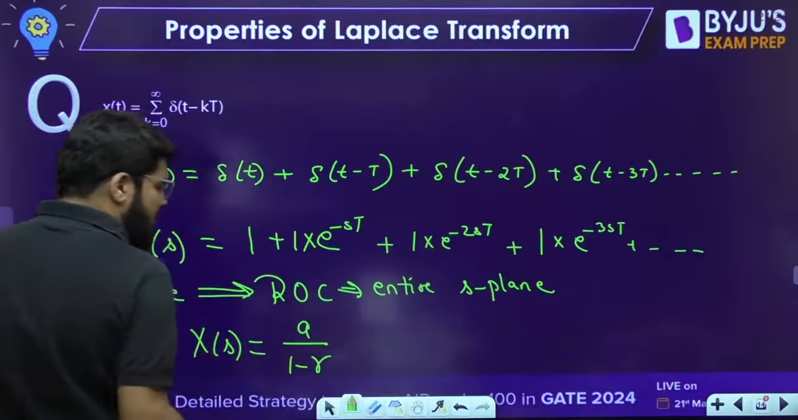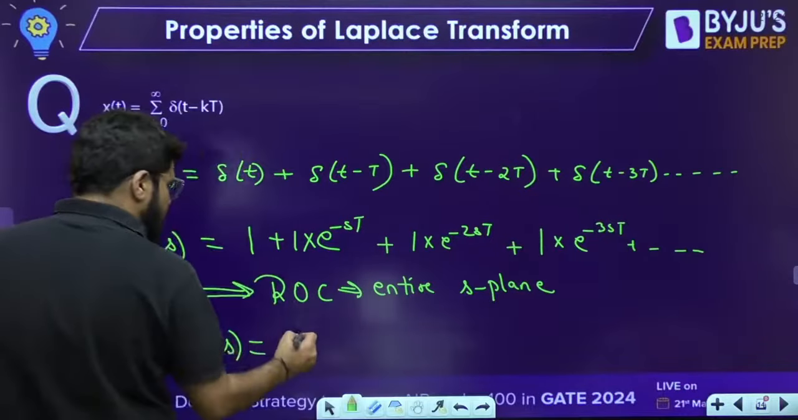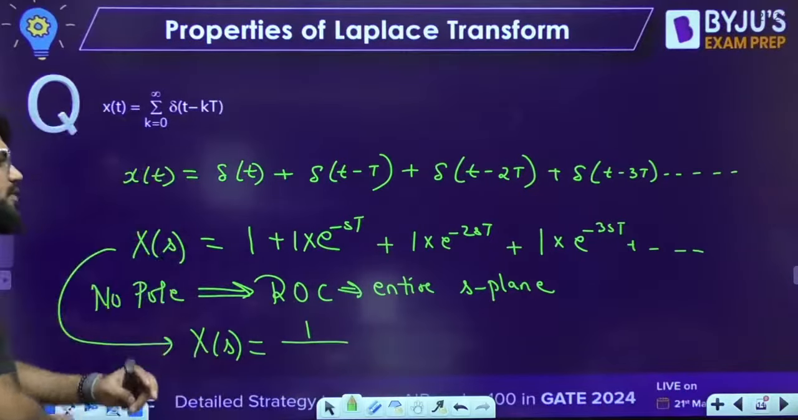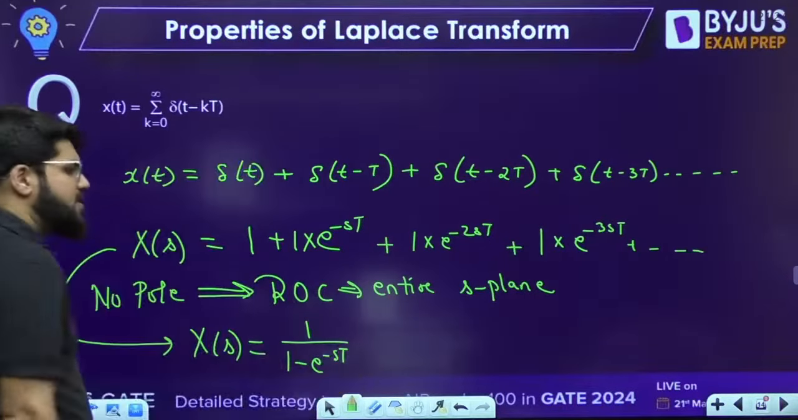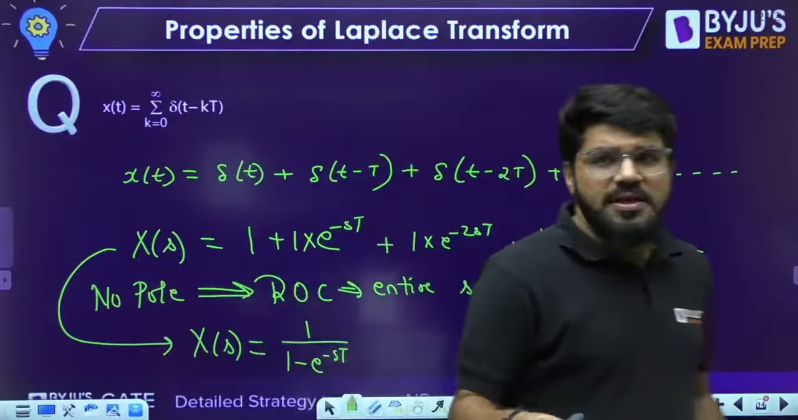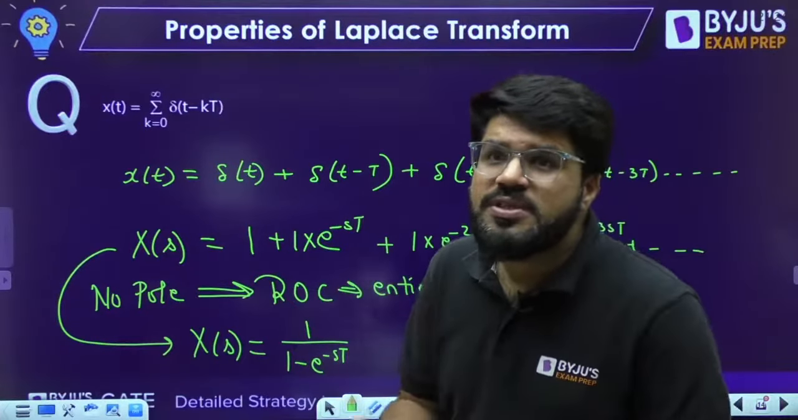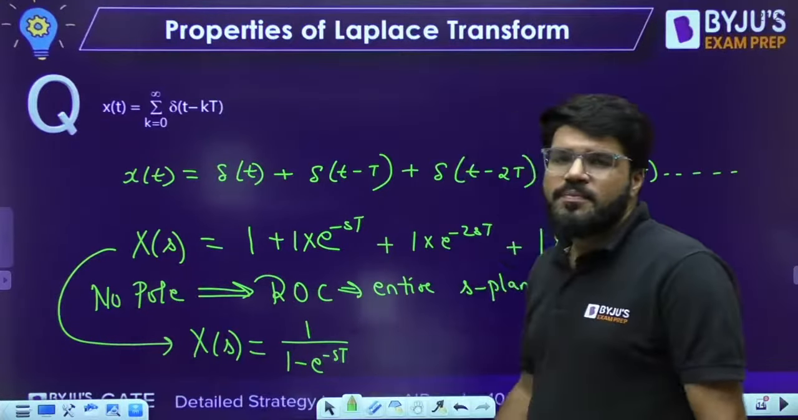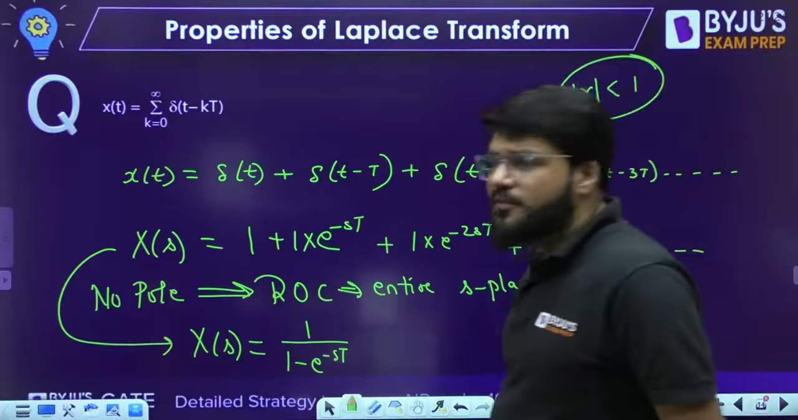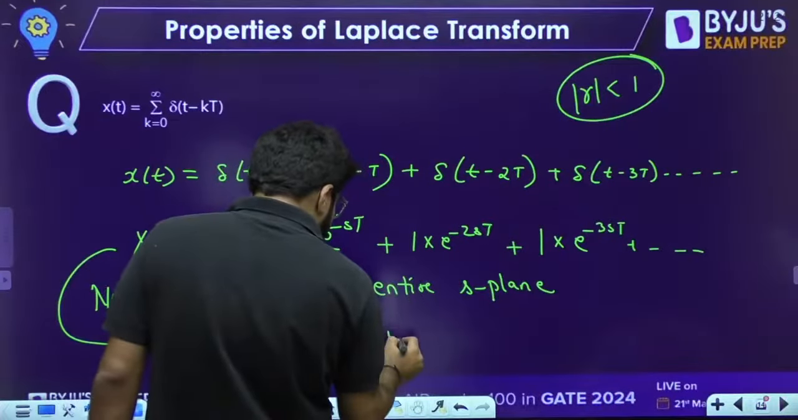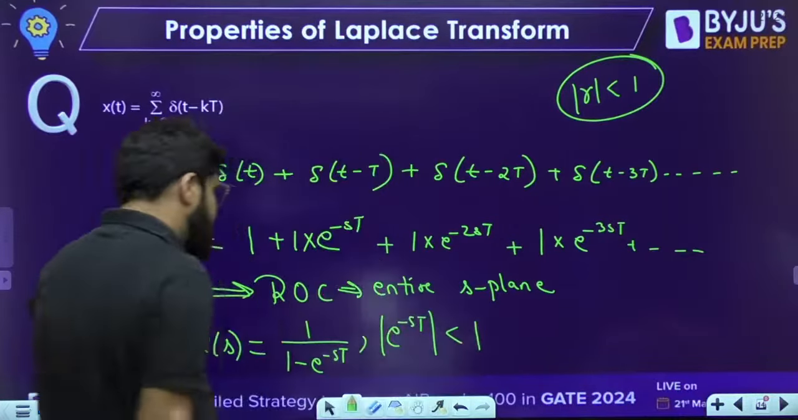A upon 1 minus R, the sum of infinite terms of a GP. What is the value of A? It's 1, the first term. 1 minus the common ratio, and the common ratio is e power minus st. Now there comes the condition due to which the ROC can arise, because it is a GP. For an infinite GP to converge, the modulus of R should be less than 1. So I should now write down that the modulus of e power minus st should be less than 1.